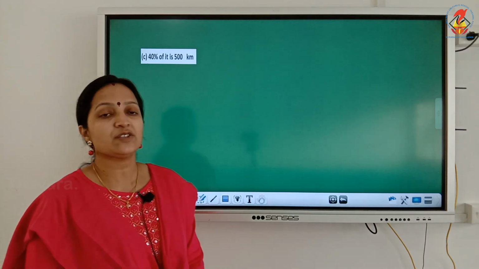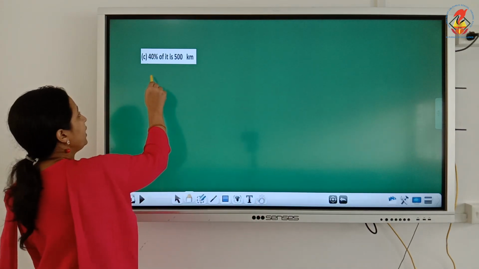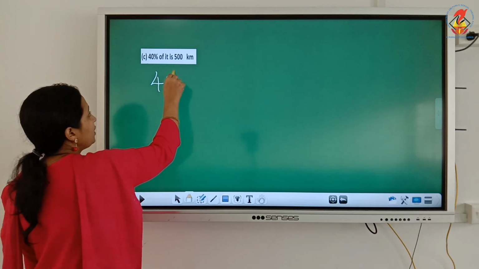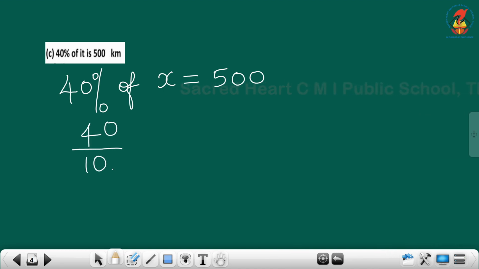40% of it is 500 kilometer. We don't know what the whole thing is, so we are taking it as x. Instead of x, if you want, you can take other variables also, no problem. So 40% of x is equal to 500. That means 40% means 40 by 100 into x is equal to 500.